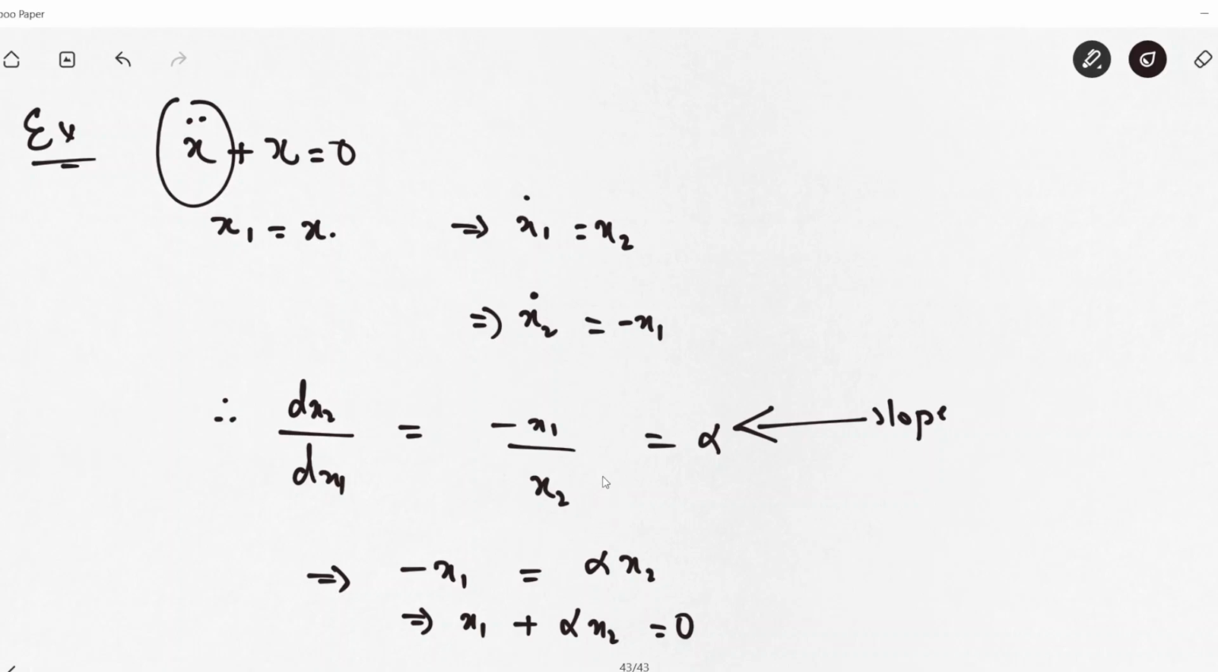So we have obtained dx2 by dx1 equal to minus x1 by x2 equal to alpha, where we assume that alpha is the slope of this tangent to the curve. Therefore minus x1 by x2 equal to alpha means minus x1 equal to alpha x2, that is x1 plus alpha x2 is equal to 0. Or you can also say this is x1 equal to minus alpha x2 plus 0. That is comparable with y equal to mx plus c. So this is an equation of a straight line where the slope is minus alpha, not plus alpha.